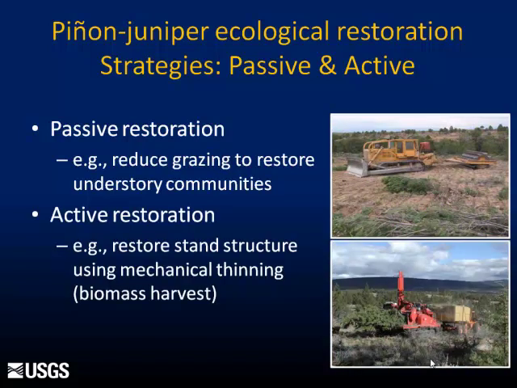Active restoration, on the other hand, requires structural or other major changes to the system that require more of a hands-on approach and might include things like mechanical thinning and biomass harvest. And certainly, when we have good evidence that those stands would require that sort of restoration approach, then that might be the appropriate technique to use. And biomass harvest might be a beneficial outcome.